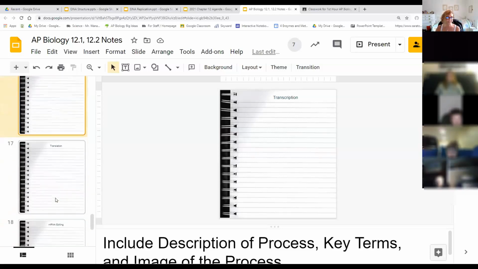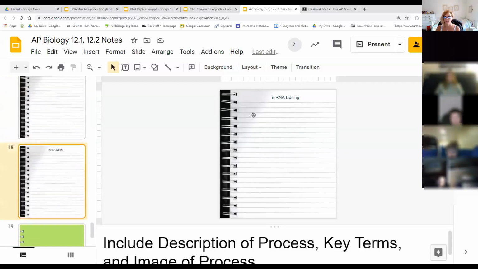You might not fill an entire page. I get that. mRNA editing, this is going to be one where some of it you know, and then some of it is going to be additional information for you. So again, just like last time, I like seeing your handwritten notes too. So if you want to just scan your notes and put them on there as a picture, that's fine too. I like it. Okay. Any questions on that?